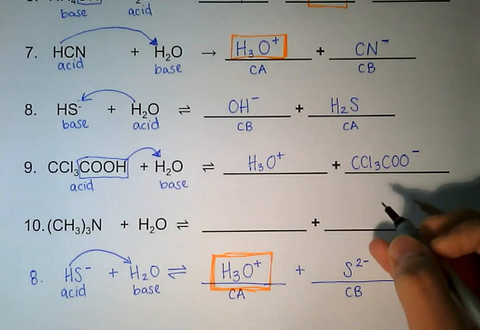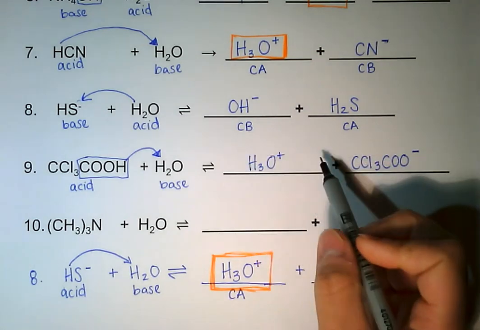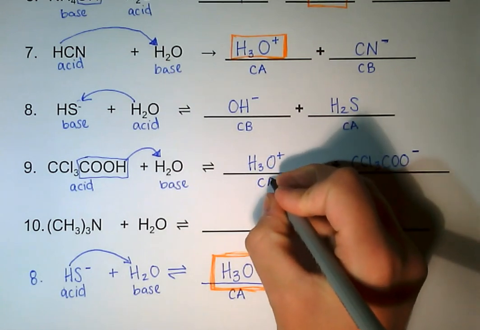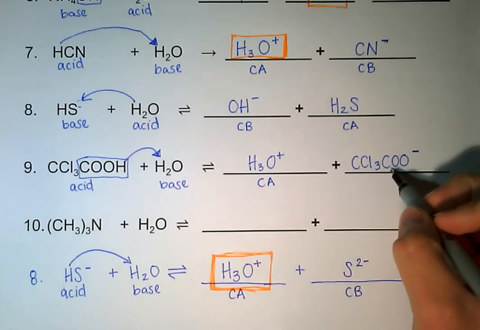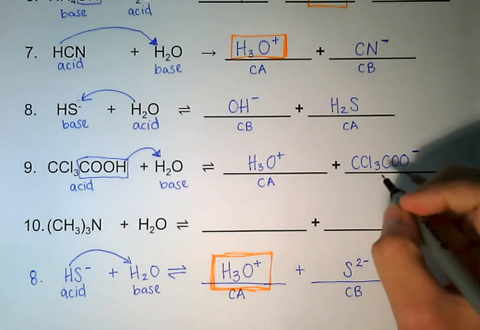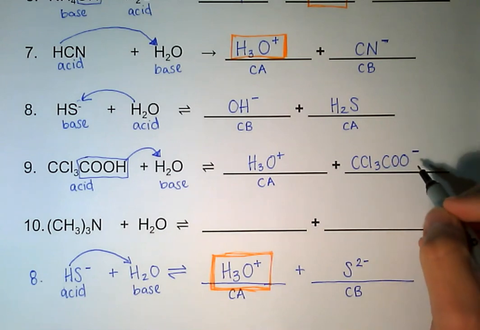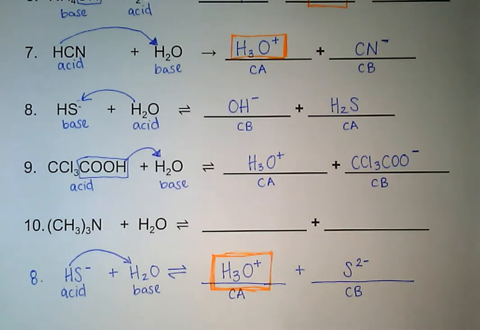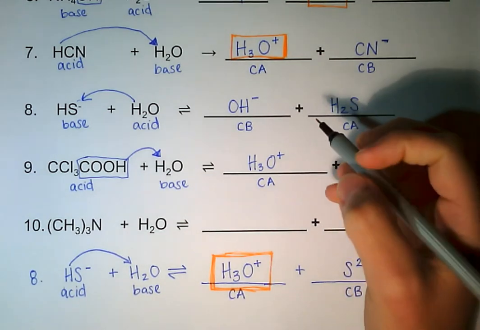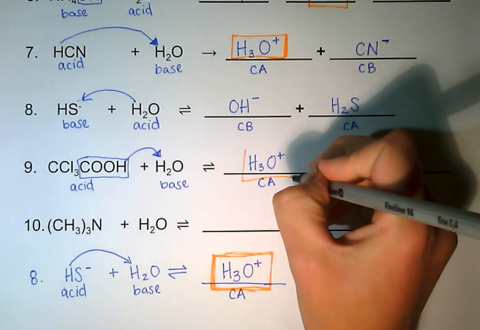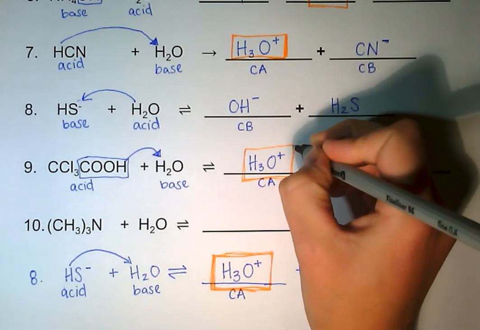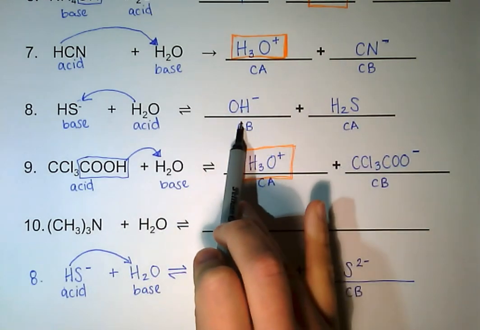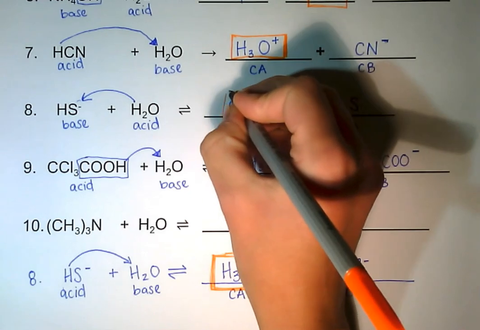To label our conjugates, H3O plus now can behave as an acid because it has an extra hydrogen to donate, so this is our conjugate acid. And CCl3COO minus has to now behave as a base because there are no hydrogens left to donate, so this is our conjugate base. And then finally, let's highlight the substance that affects the pH, which of course is the H3O plus. And then we forgot to do that up here, so let's go back. The substance affecting our pH, of course, is going to be the OH minus.